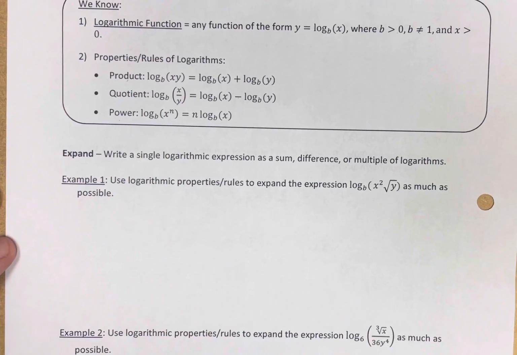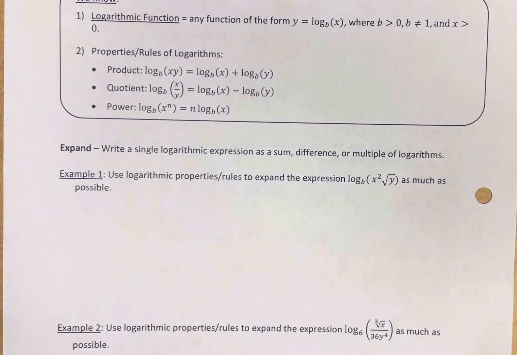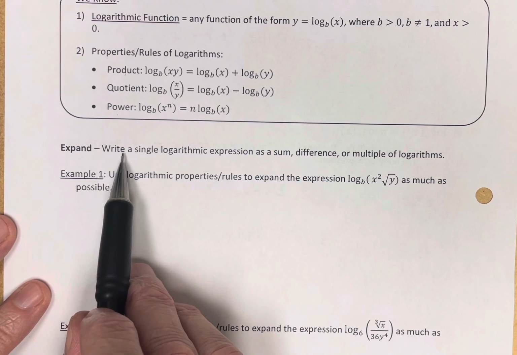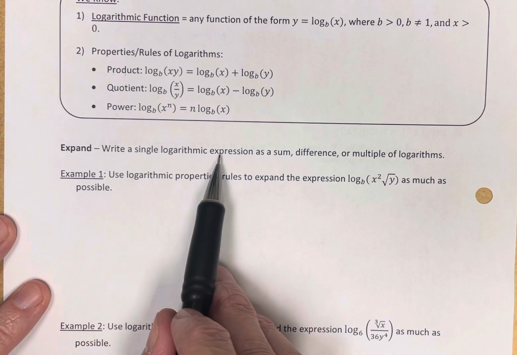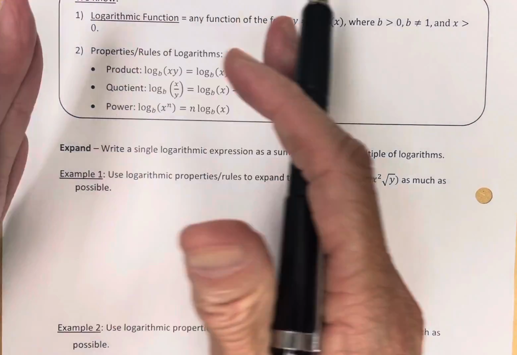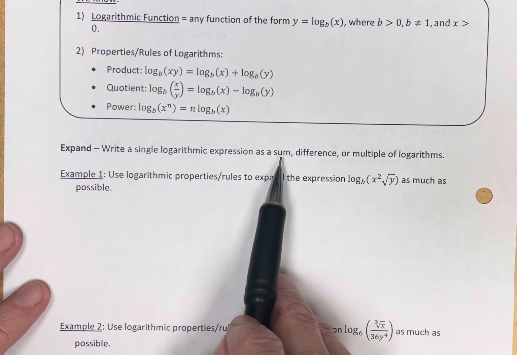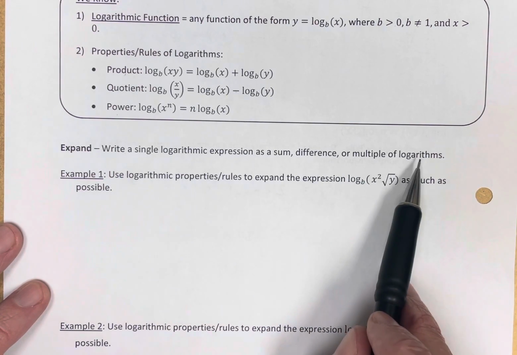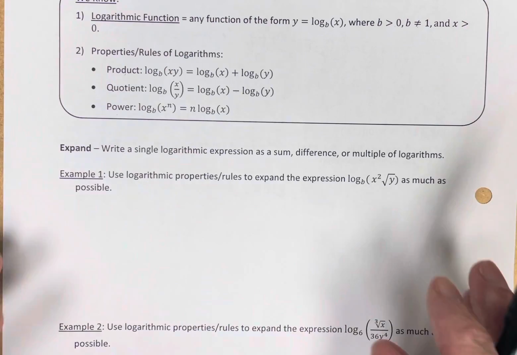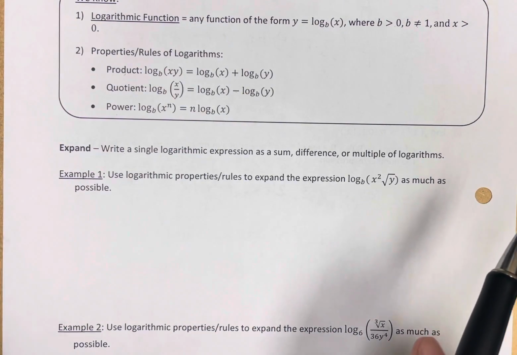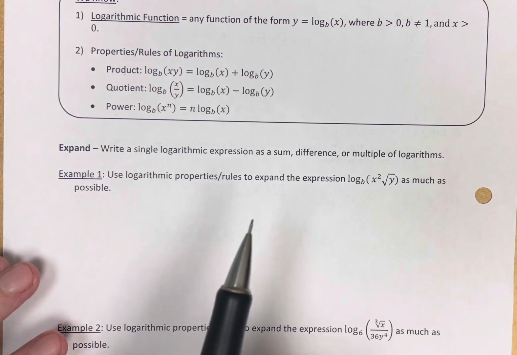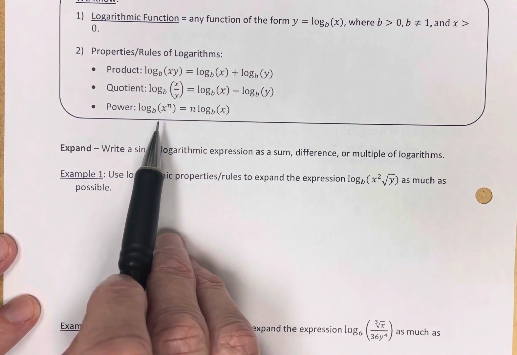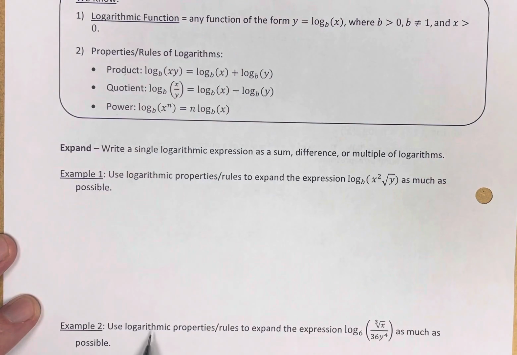So what does expand mean when we talk about expanding logarithmic expressions? It means we have a single logarithm and we want to expand it, and we want to write it as a sum, difference, and or multiple of logarithms. We want to make it as expanded as possible, as many different parts as we can, and we want to use these properties right here to do that. So let's take a look at a couple of examples.